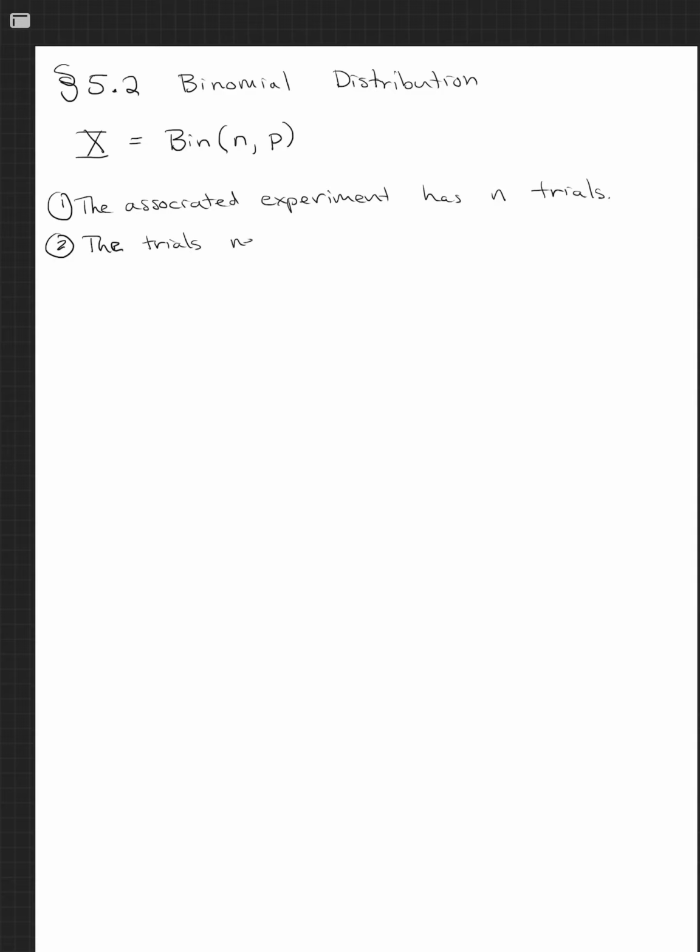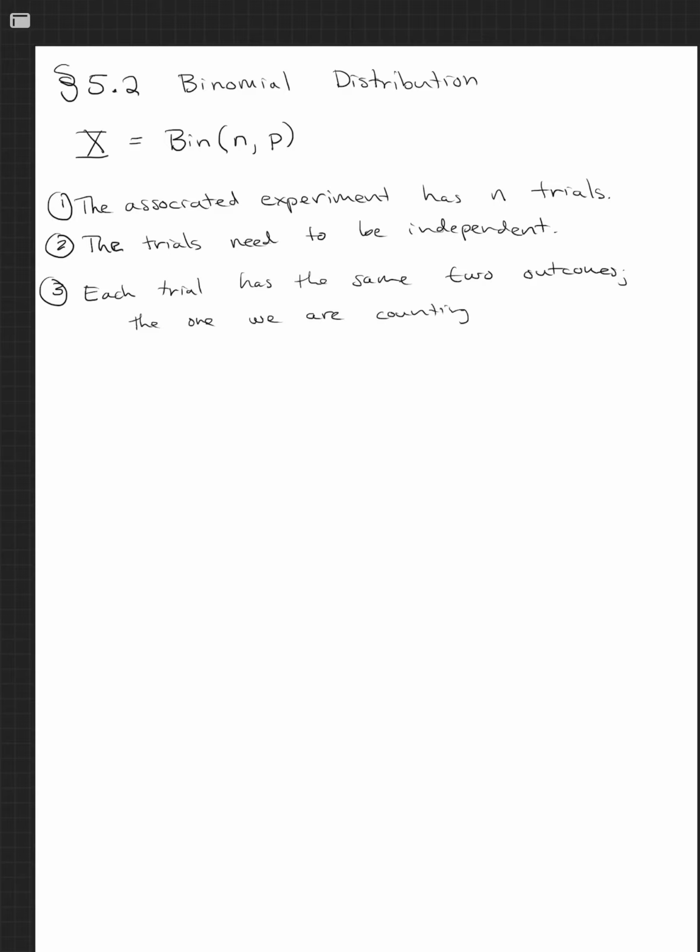Right. The second thing that needs to be true is the trials need to be independent. Third, each trial has the same two outcomes, and the one we are counting is called a success. Right?